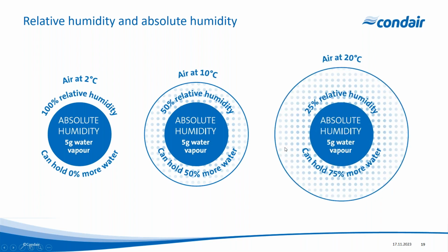And then when we go one step further, let's heat the air up to 20 degrees C. Right here, the air can hold 75% more moisture than it could at 2 degrees C. But I haven't taken any moisture out or put any more moisture in. So the percentage saturation is only 25%. So it's a lot drier. So the percentage saturation changes with air temperature, where the absolute moisture content can remain the same.